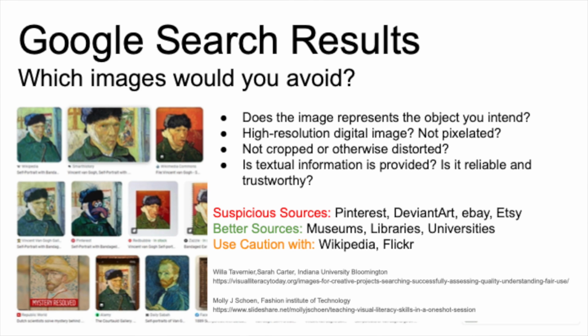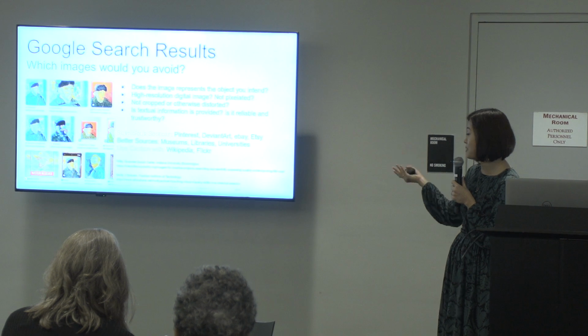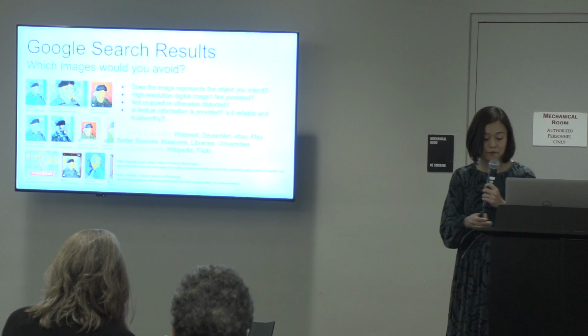And the textual information, how reliable is it? Is it trustworthy? Is it accurate? Sometimes you have a great image that has wrong information with it, the wrong title or the wrong year. So again, beware of sources such as Pinterest, DeviantArt, eBay, Etsy, anything with a commercial purpose. Museums, libraries, universities, these are better sources. And then Wikipedia and Flickr, those can be a mixed bag. Some cultural institutions have a Flickr account, and they have great images up there. And then sometimes you just have a tourist who took a picture of an artwork and then uploaded it. And so, yeah, you have to be careful.